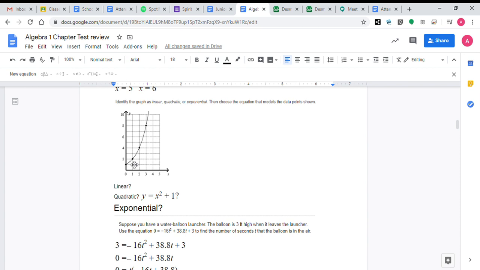If it's doubling, it's not going to be a quadratic. If you notice, it's going from 1 to 2 to 4 to 8. So this is actually not quadratic at all. It's actually exponential, which would be my answer.